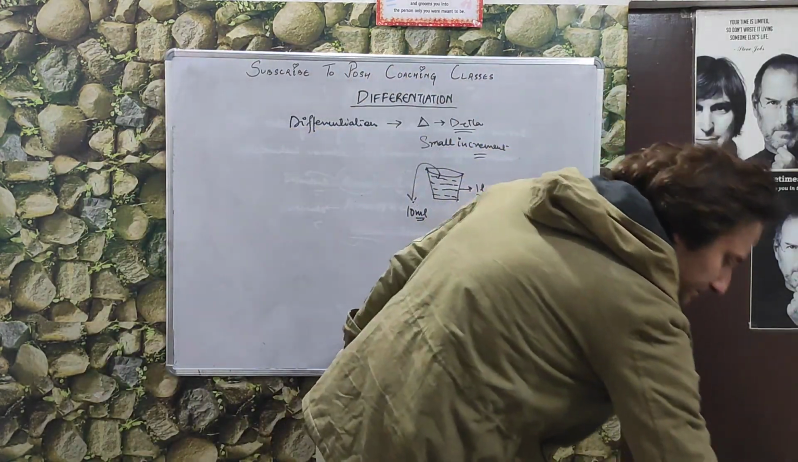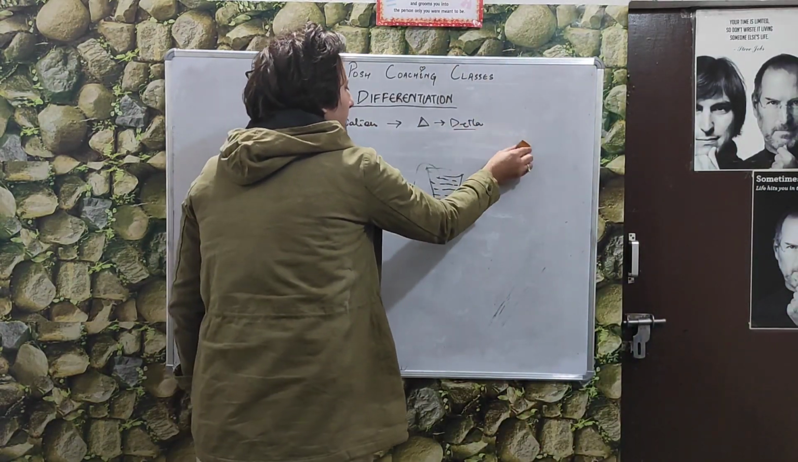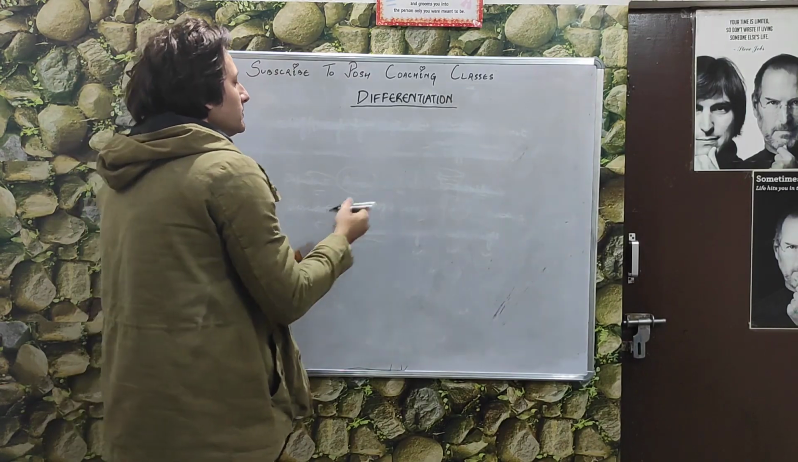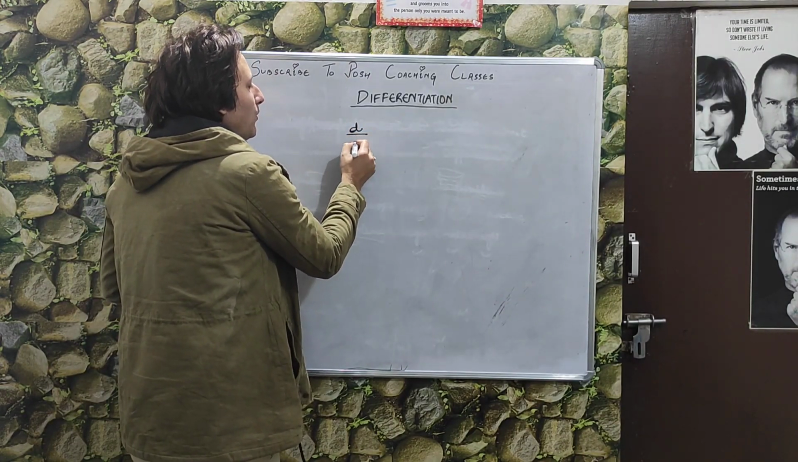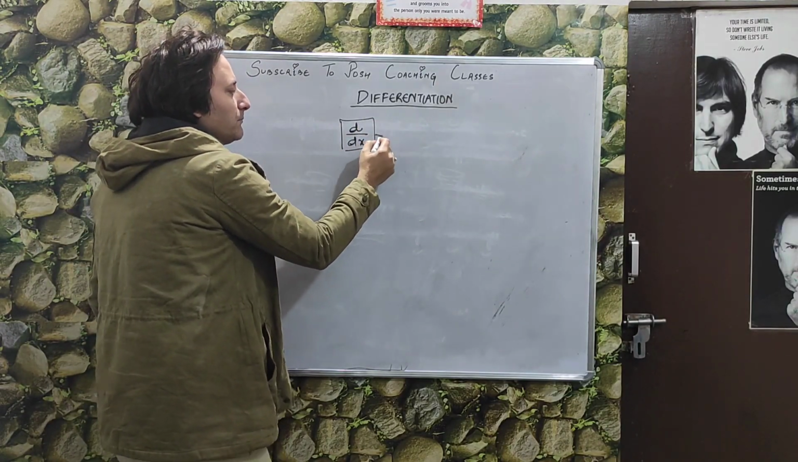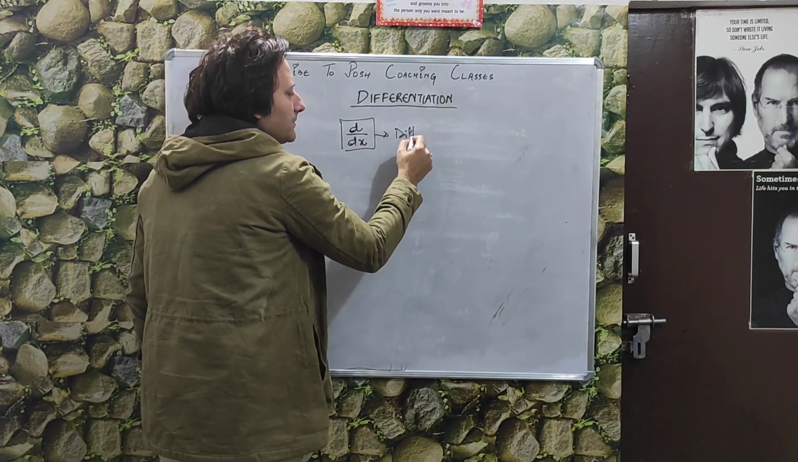Now one more thing which you have to understand is d upon dx, and this is the symbol for differentiation.